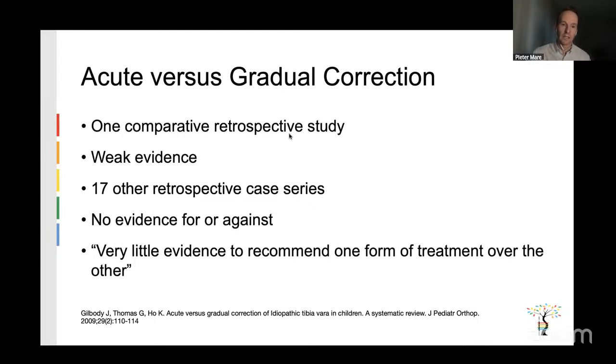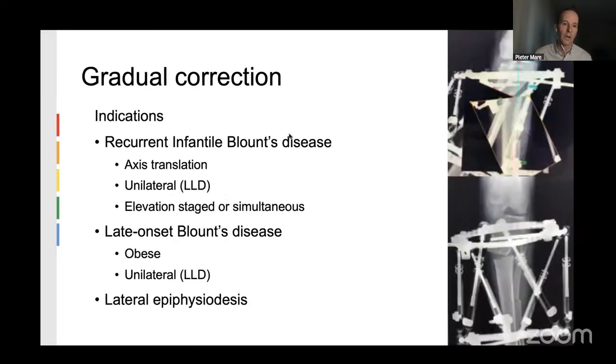And I think there are specific indications where gradual correction can be very helpful. So in our practice, that is recurrent infantile Blount's disease, specifically when they've previously had an elevation and they've now got a little bit of recurrence or a failure of the lateral epiphysiodesis. If there's residual axis translation because of osteotomy done elsewhere, it is definitely also very helpful. In late onset Blount's disease, obese children, or when they're unilateral and they've got leg length discrepancy as well, it may be an ideal treatment modality.